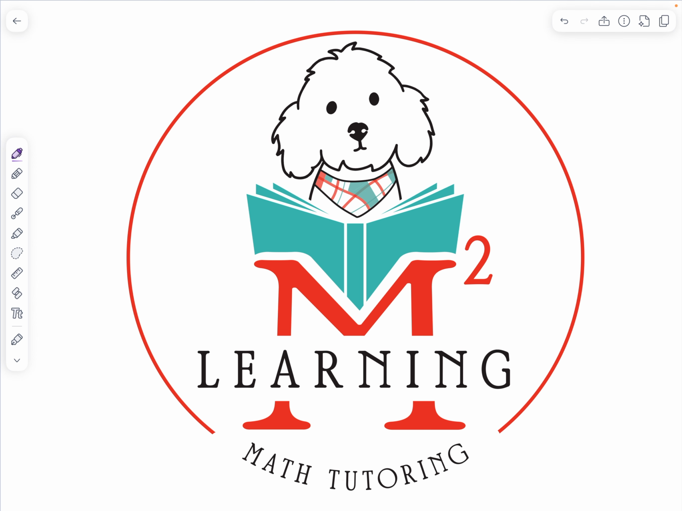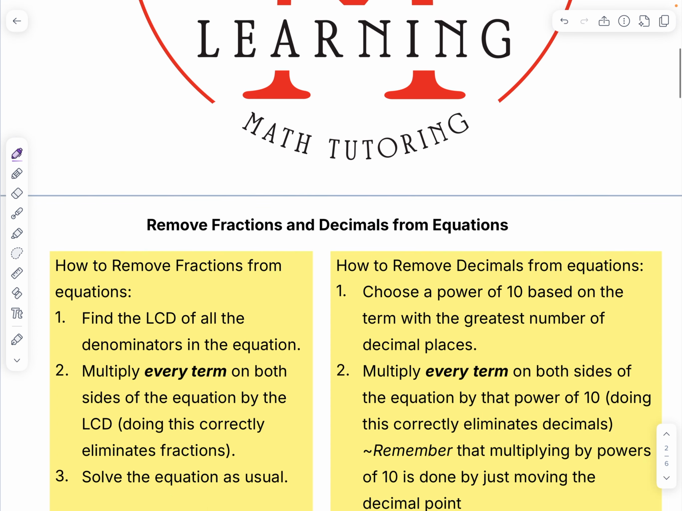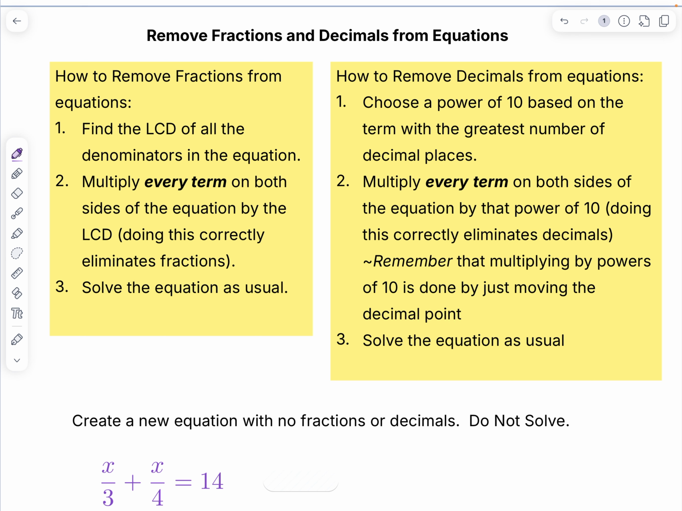Welcome to my channel. Today we're going to learn how to remove fractions and decimals from equations to make solving a tad easier. Ready? Now the first thing I have here is two sticky notes that explain how to remove fractions and how to remove decimals. I will go back through these.